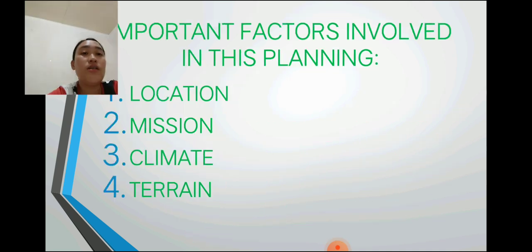Then, important factors involved in its planning. Location: you should look at the particular place or position. Mission: the mission is to help the victims, to rescue, or to evacuate. Climate: what is the condition of the weather, for example if it is rainy. Terrain: the land.